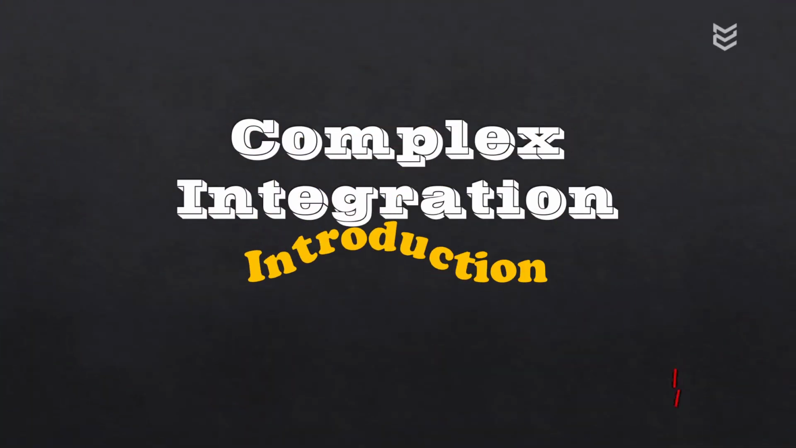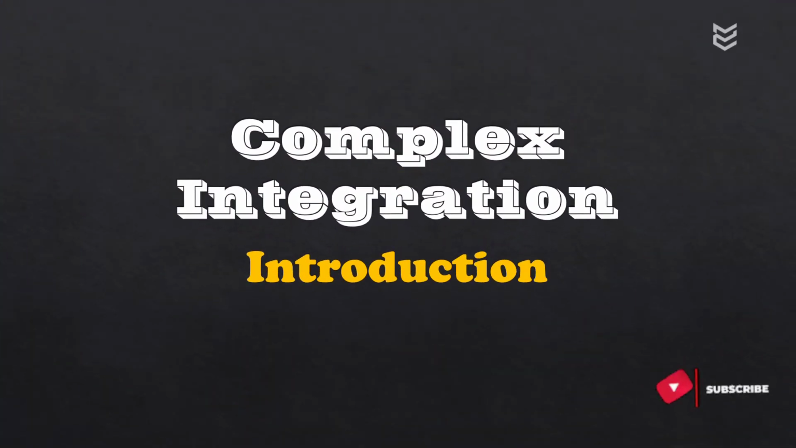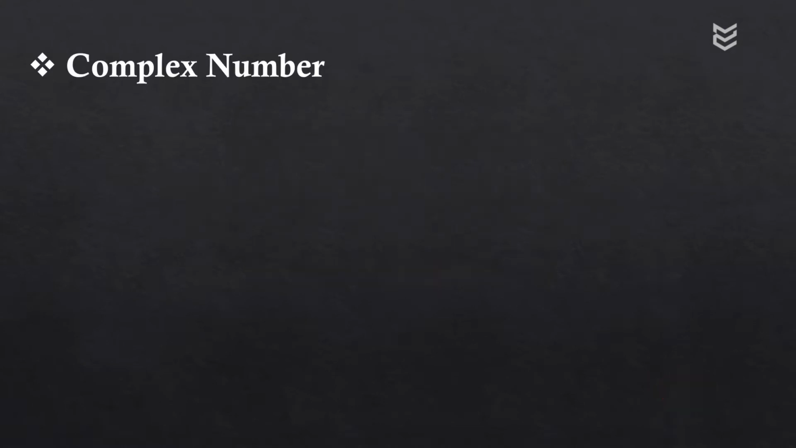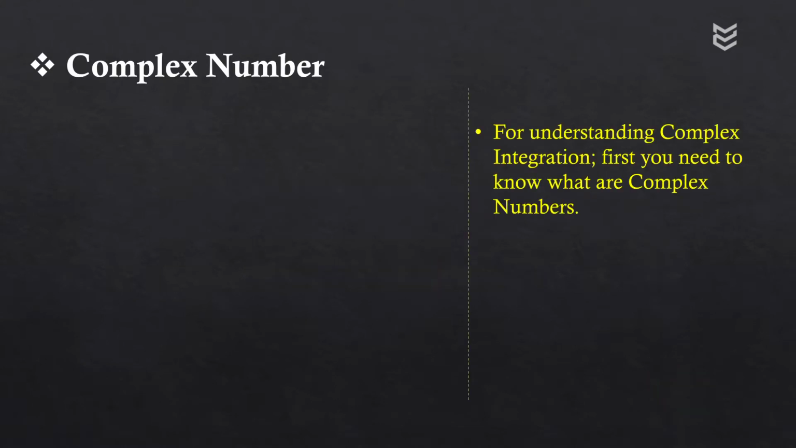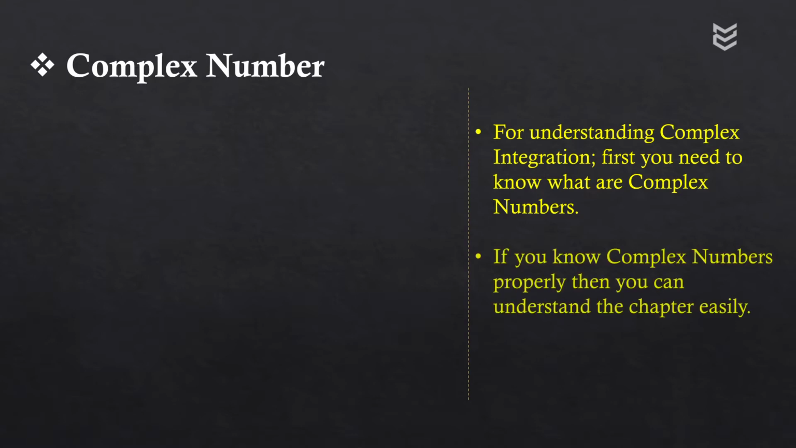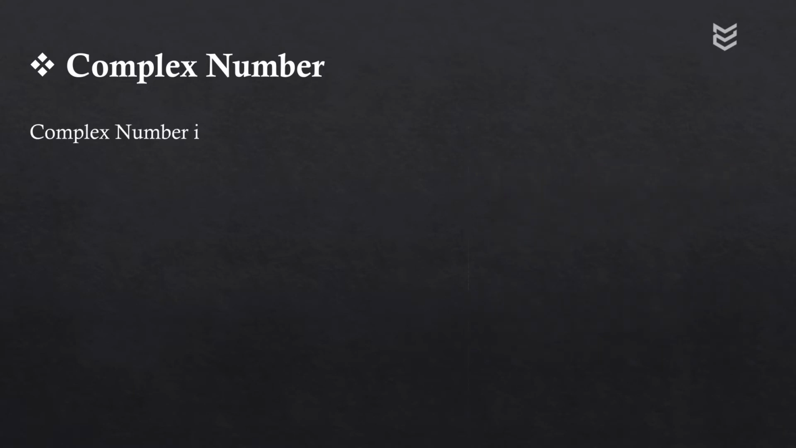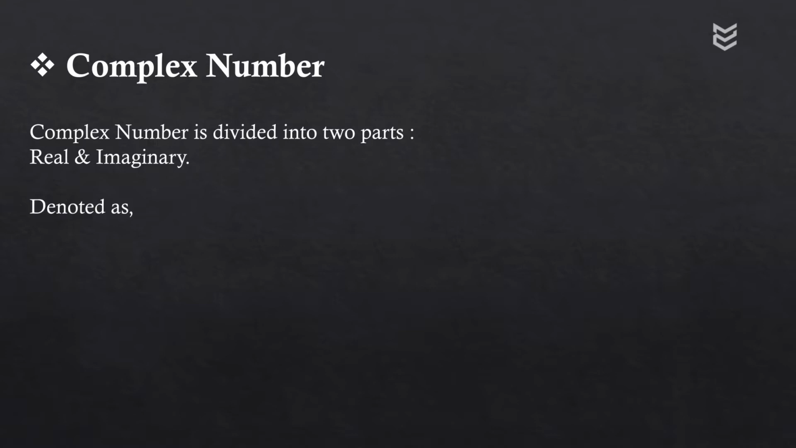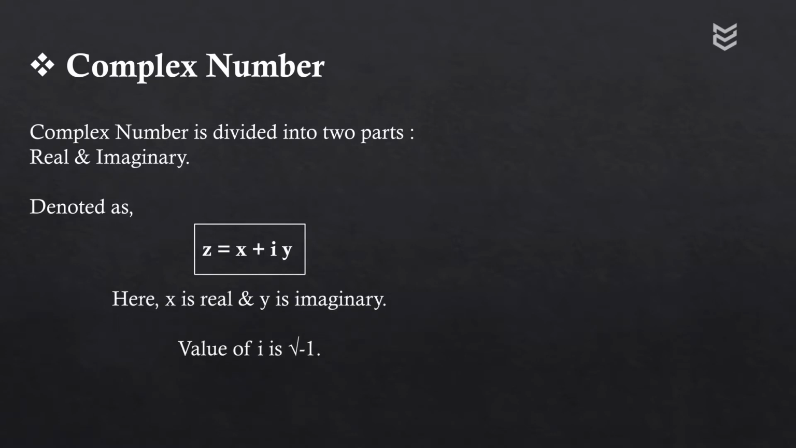Let's start with the introduction of the chapter Complex Integration. Complex number. For understanding complex integration, first you need to know what complex numbers are. If you know complex numbers properly, then you can understand the chapter easily. A complex number is divided into two parts, real and imaginary. In general, we write the complex number as z equals x plus iy. Here, x is real, y is imaginary, and the value of i is root minus 1.